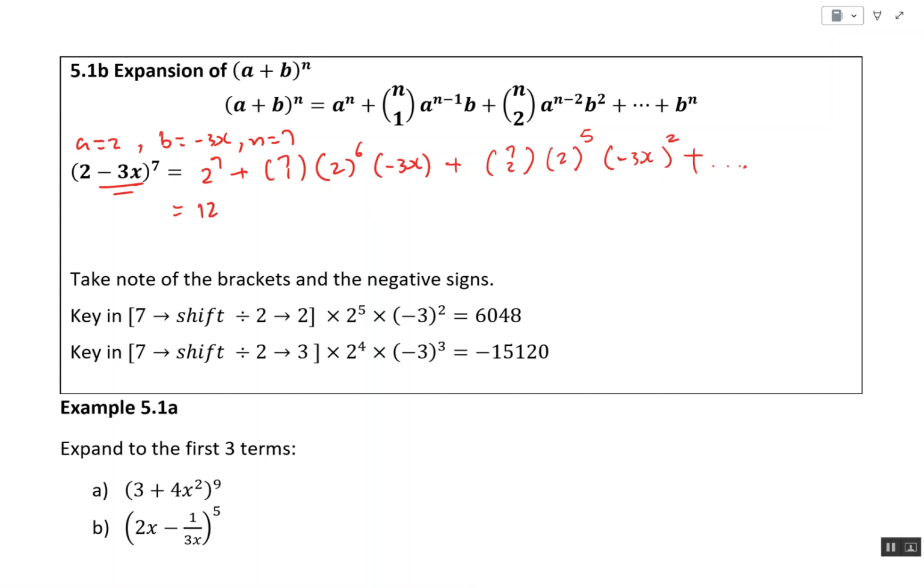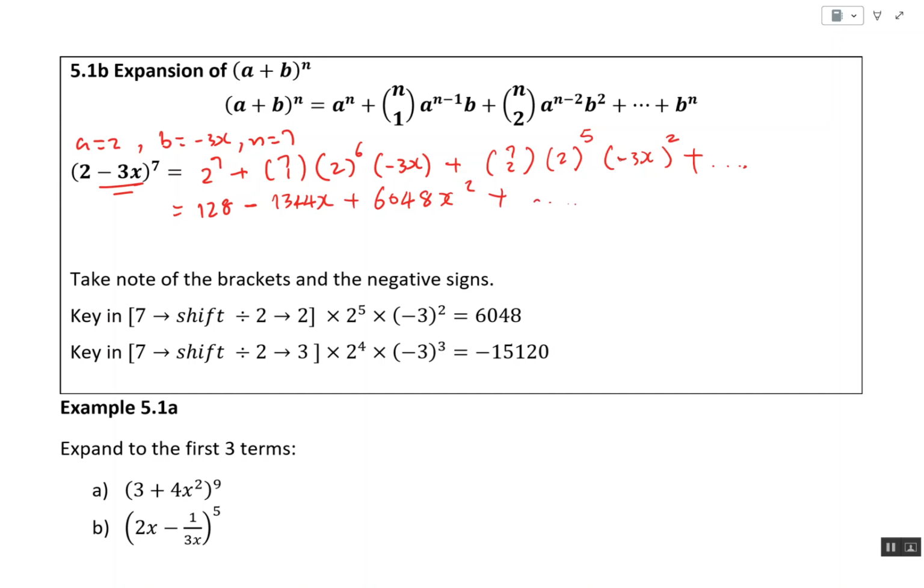So 2 to the power of 7 is 128. Then if you take a look at this bracket, the power of this bracket is odd, so definitely this will be a minus. You'll get minus 1344x. Plus, key 7 choose 2 times 2 to the power of 5 times minus 3 squared. Since I square the negative, it will become a plus. Then I get 6048x squared plus dot dot dot. That's all there is to it. So basically, apply the formula and plug in the values.